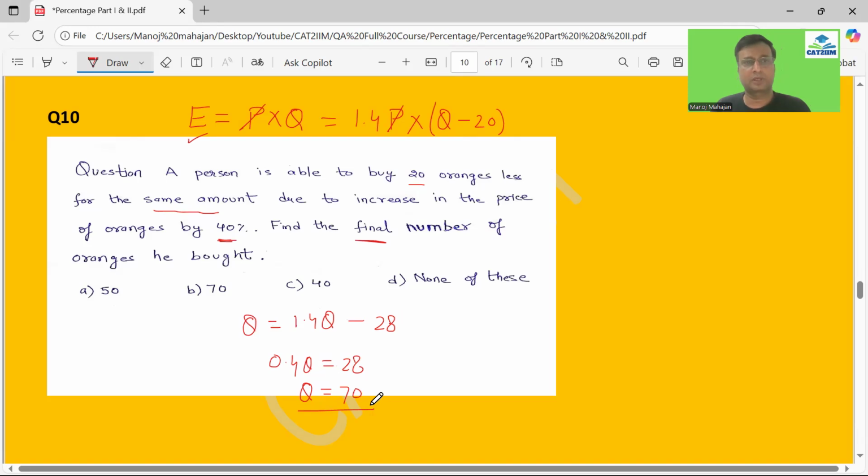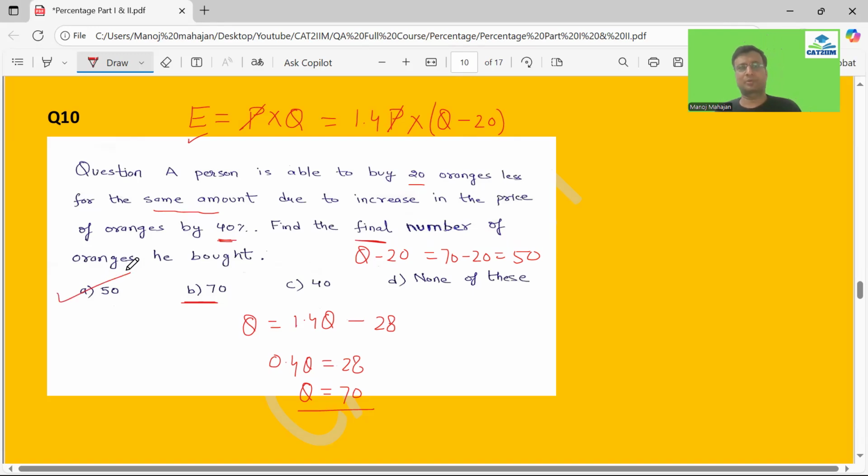So don't mark the answer option B. That would actually be wrong. So don't rush through. There's a piece of advice. Always spend a few extra seconds to check what has been asked. So from the equation, we are definitely able to solve the value of Q. But the question talks about the final number, which is Q minus 20. So the answer would be nothing but 50 over here. That is option A.